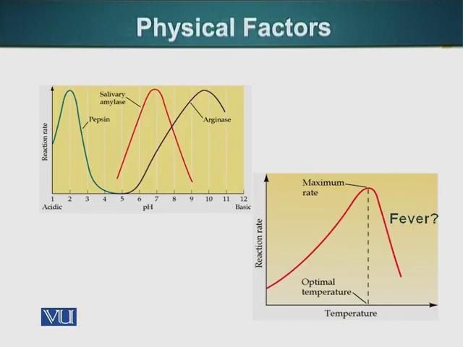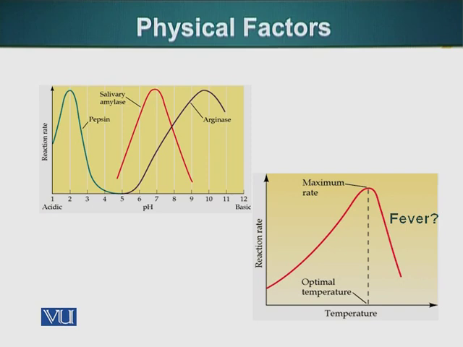Now let's look at another feature of enzymes. Enzymes require certain conditions to function. Some enzymes work at acidic conditions. For example, pepsin works at acidic pH. Salivary amylase works at neutral pH. Arginase, however, likes to have basic pH. So enzyme function not only can be regulated by different inhibitors, enzyme function can also be manipulated by the pH.